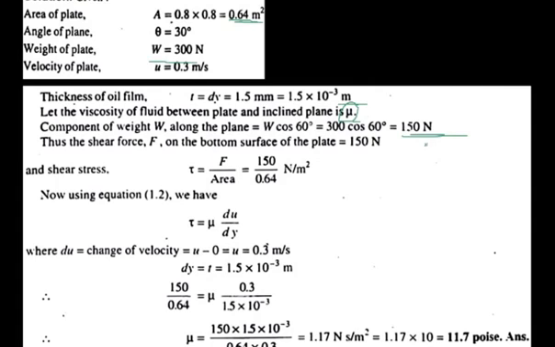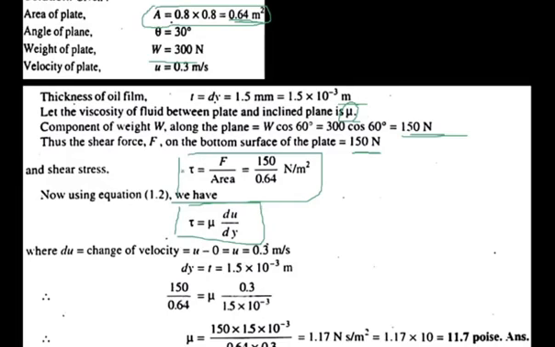So the weight component of the square plate will be 150 Newton. Thus the shear force F on the bottom surface of the plate will be the force due to the weight of the plate, 150 Newton. So now using the equation, what is that? Tau is equal to, the same equation we have to use. Before that, what is tau? Here tau is not given directly. Here weight is given, weight is converted into force, and force is divided by this area to get what? To get the shear stress tau. Every basic is important, because we need it to solve this type of problems.